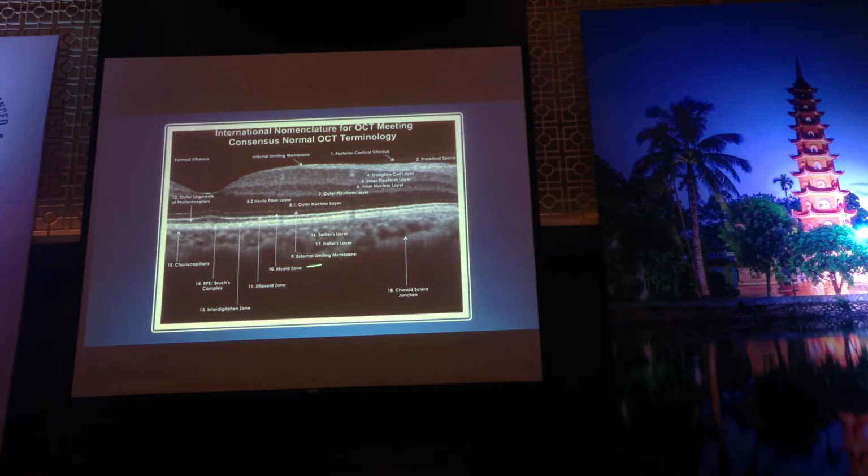And the Haller layer is the choroidal vessel layer, which has larger diameter. It's a large choroidal vessel here. Another landmark here, number 18, is the choroid-scleral junction. You can see it nicely with the EDI OCT. I'm going to show you later on.